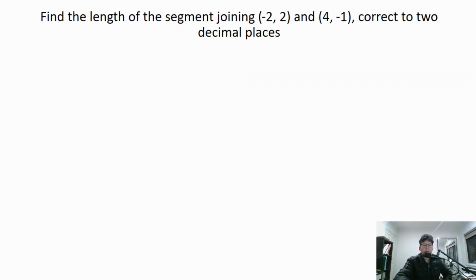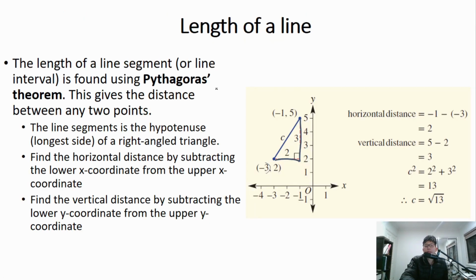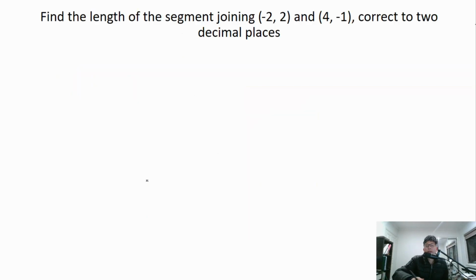Alright, so now let's have a go at finding the length of a line. We have the question here: find the length of the segment joining -2, 2 and 4, -1, correct to 2 decimal places. If you look at the slide before, it says find the horizontal distance by subtracting the lower x coordinate from the upper x coordinate. So we're subtracting the lower value from the higher value. The lower value is here and the higher value is here, so we're subtracting that from that. That gives us the length of x.